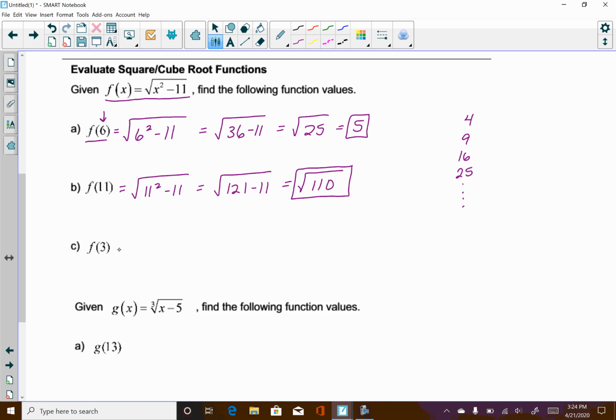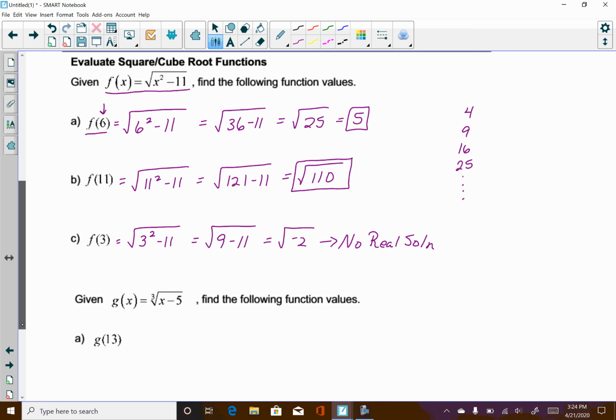And then we'll do the last one here. f of 3, everywhere you see an x, plug in 3. So you have 3 squared minus 11. So that's the same as 9 minus 11. And that's the square root of negative 2. And then that's not going to be your final answer, because remember, you can't take the square root of a negative number, so this would be no real solution. Or just no solution.